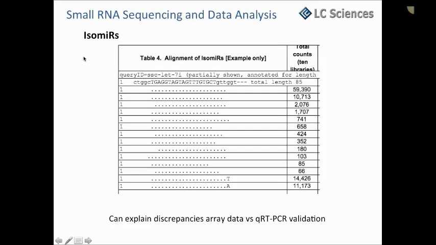Knowing this can explain some of the discrepancies that you observe when you look at different methods. For example, if you have array data, the array probes will be, of course, made against the sequence that is in the database, which will be this one here. But the second one here with 11,000 counts will still bind to the probe because it's just truncated by one. Versus qPCR, for example, which will differentiate between these two. So that's an easy explanation for some of the discrepancies that you see between methods.